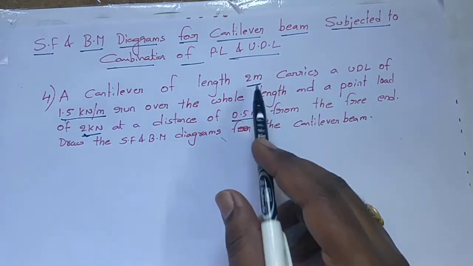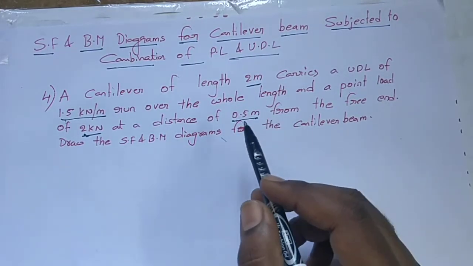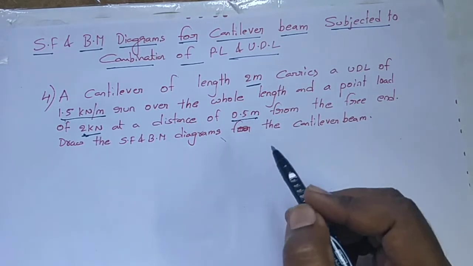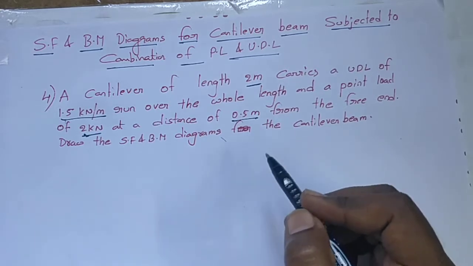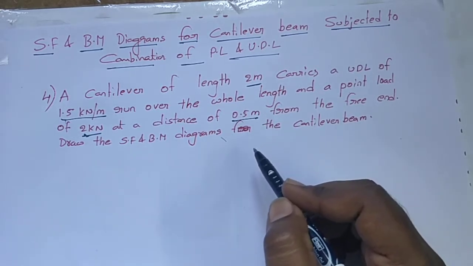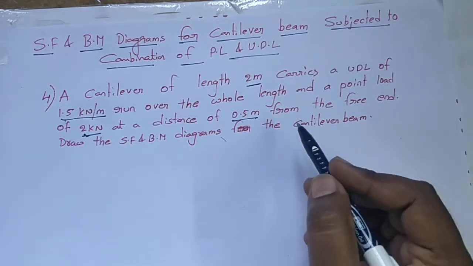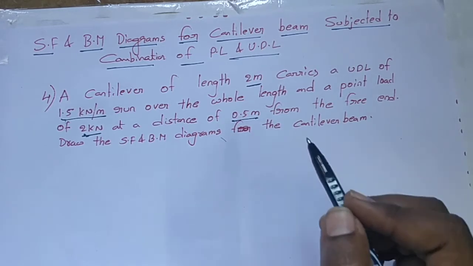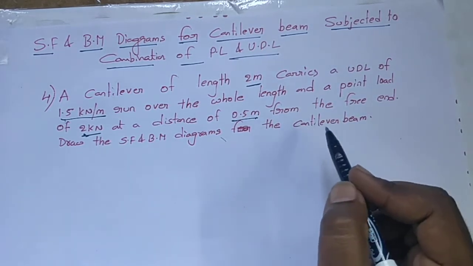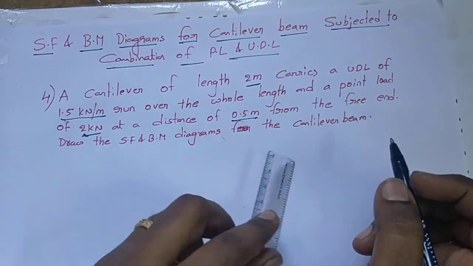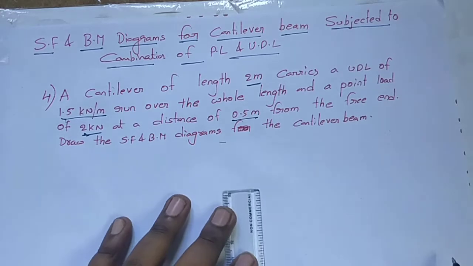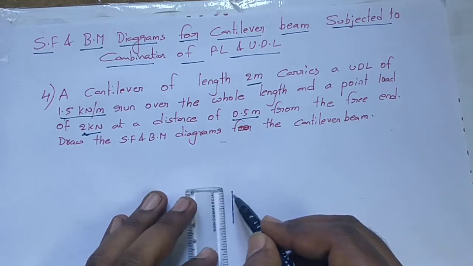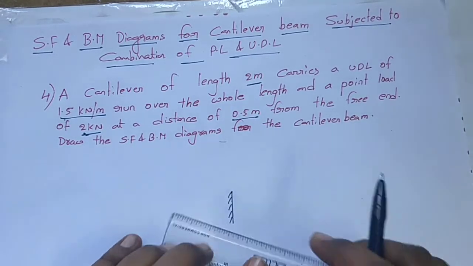The total length of the beam is 2 meters, the UDL is applied over the whole length, and a point load of 2 kilonewtons is acting at 0.5 meters from its free end. Like that we need to draw the diagram. In this problem they have not given the diagram of the beam, so we need to draw it based on the given data. First draw the cantilever beam with length 2 meters.